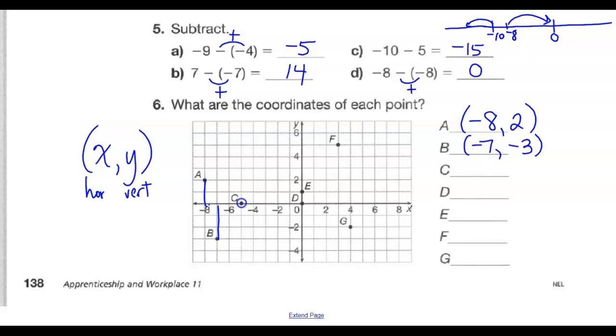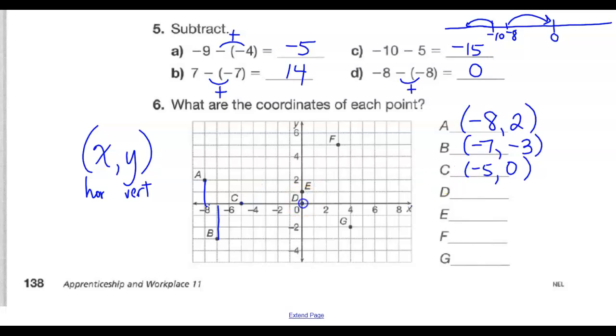C is on the x-axis, so the x value is easy to find, it's -5, and don't get confused. The y value is 0, so if you go all the way across like you did with the other ones, it's at 0. So that's called an x-intercept. It's on the x-axis, so it has a y value of 0.